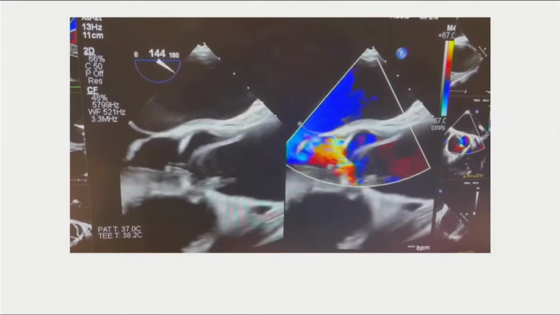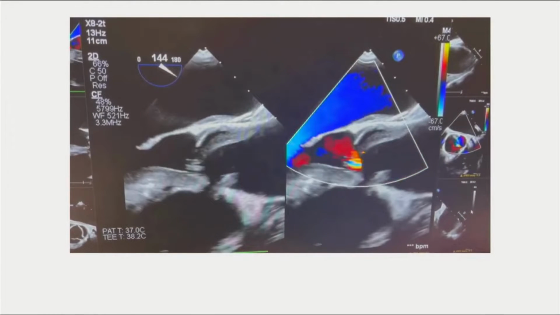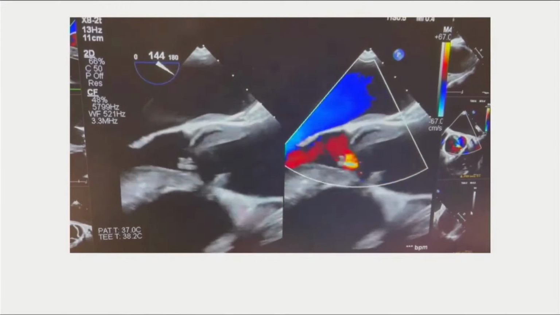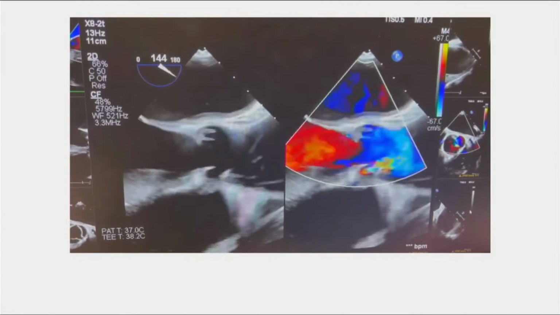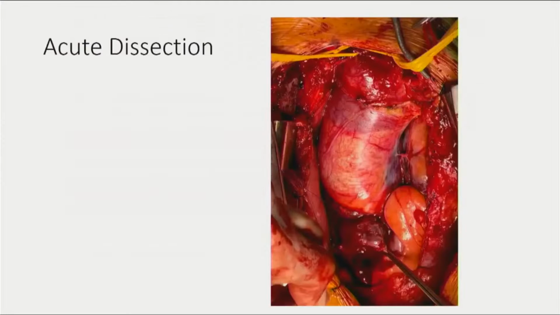This is an example of the echocardiogram that we did. So this shows that his aortic valve is leaking, but it's leaking because that dissection flap is crossing the valve, and so the valve can't stay closed, and so he actually showed up with heart failure as well.